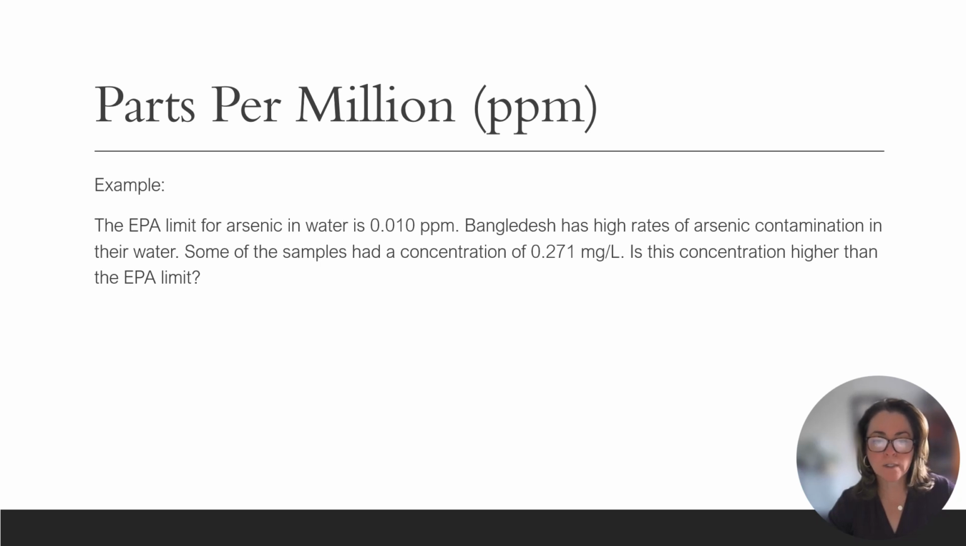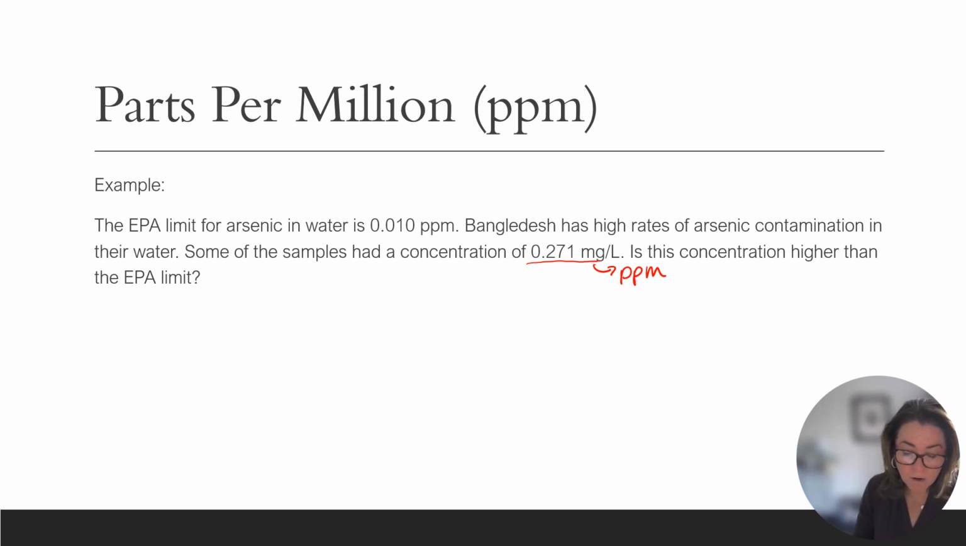All right, so let's do our example. In this problem, we are given that the EPA limit for arsenic in water is 0.01 ppm. Bangladesh has high rates of arsenic contamination in their water. Some samples had a concentration of 0.271 milligrams per liter. We want to know, is this concentration higher than the EPA limit? So we are going to need to convert this value into ppm so that we can compare it to our original number. This is actually based on real data. Ms. Jewell collected the data that was available online for some of the contaminated sites in Bangladesh, and it's a significant problem there.